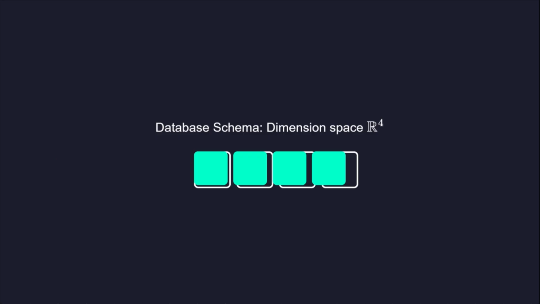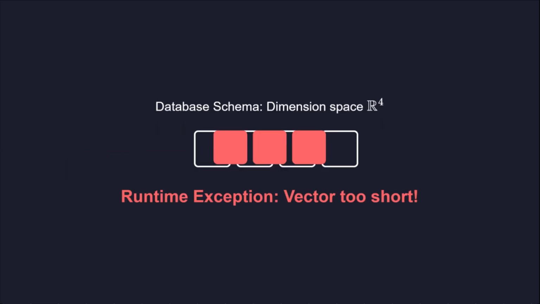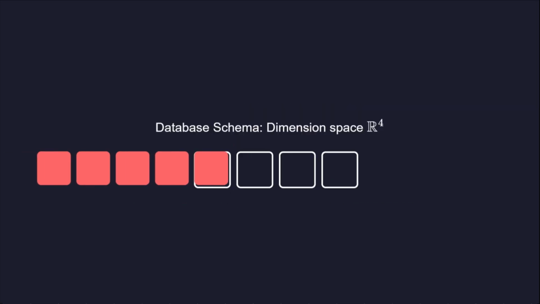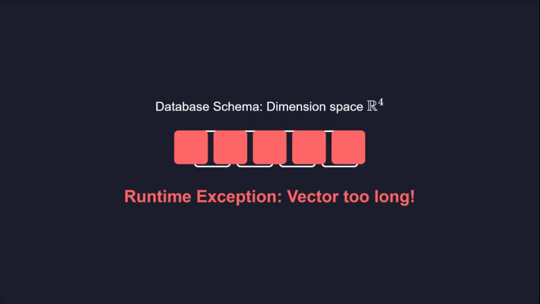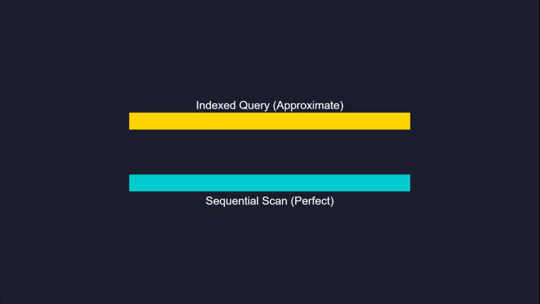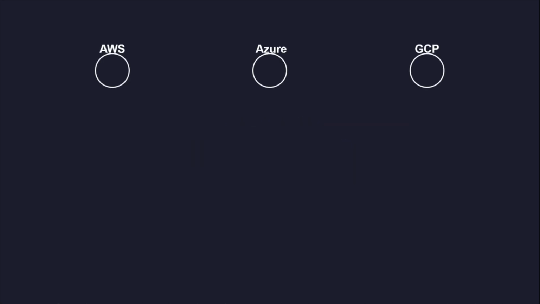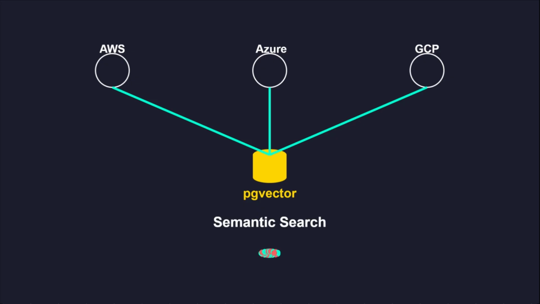Implement database constraints or application logic to ensure every vector matches the column dimensionality. Mismatched vectors are a common source of runtime exceptions in production semantic search pipelines. Measure search quality using precision and recall metrics. Compare the approximate results from your indexed queries against the perfect results from a sequential scan to find the best balance for your users. Major cloud providers now support pgvector in their managed database services.